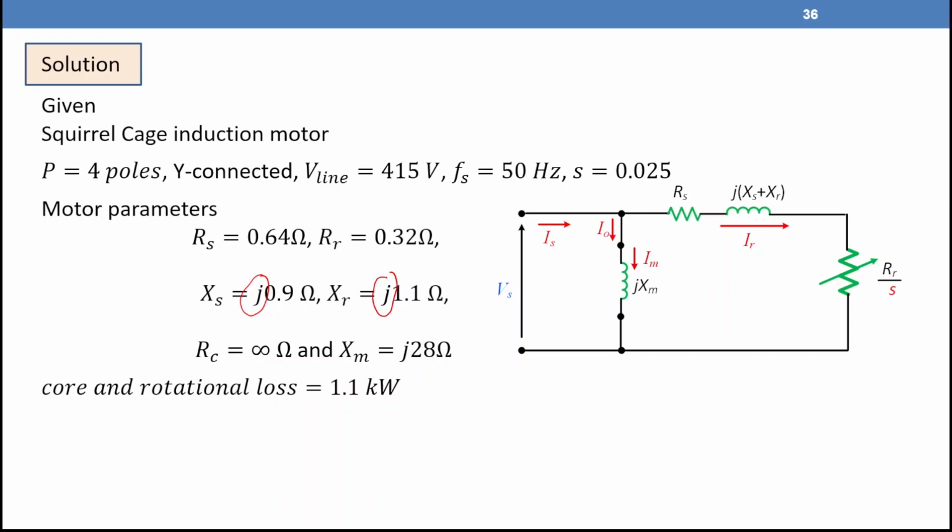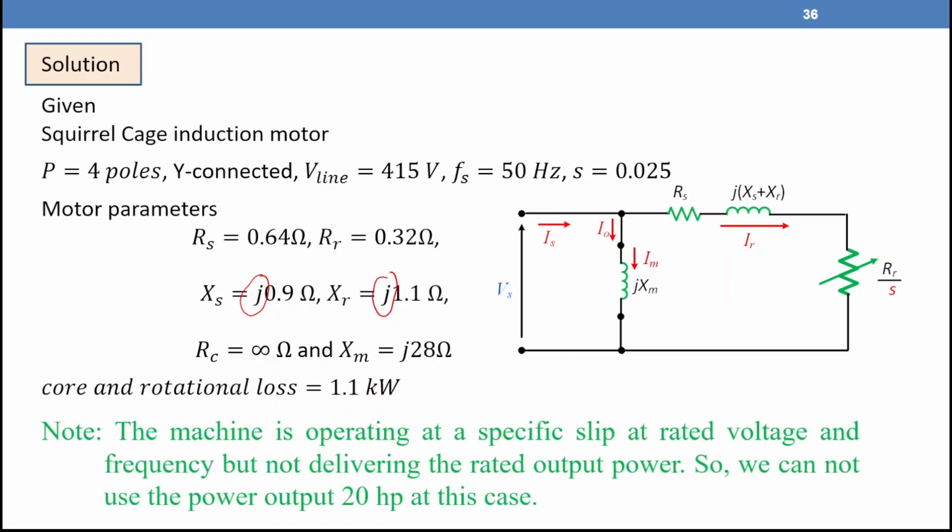But before we leave the given, I need to highlight important notes. I mentioned this when introducing the problem: the machine is operating at a specific slip. This is not the rated power output. Maybe the rated output power, 20 horsepower, occurs at another slip. So the 20 horsepower is not the power we are going to use in this case.